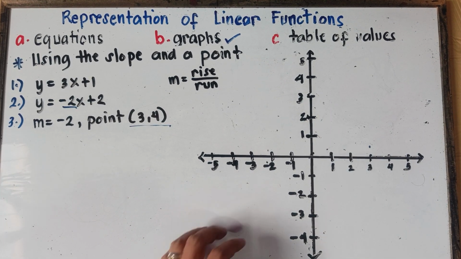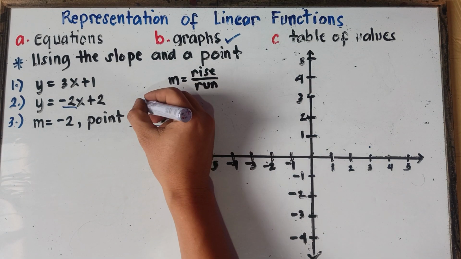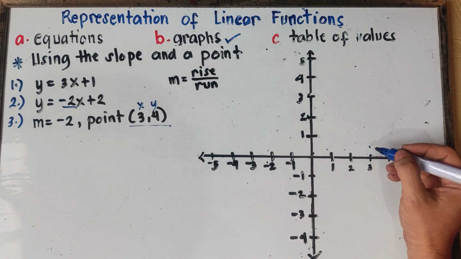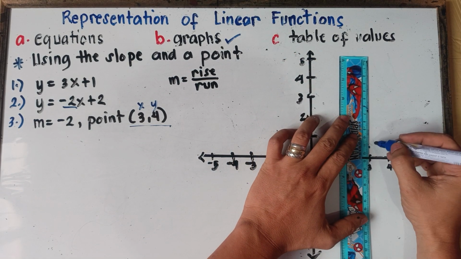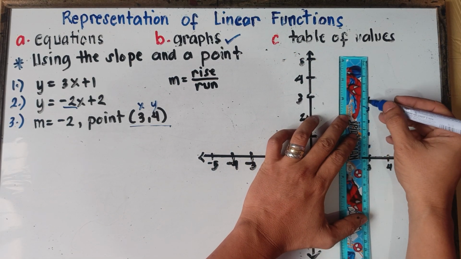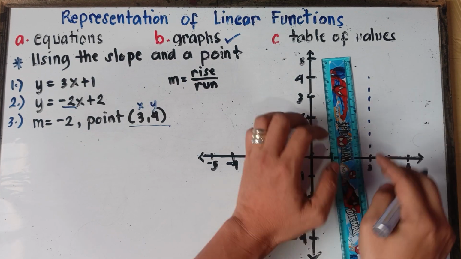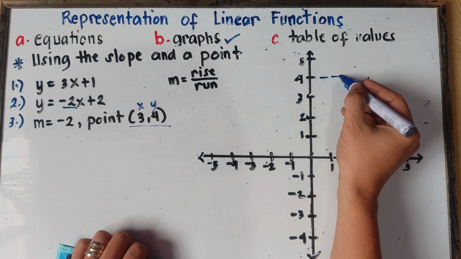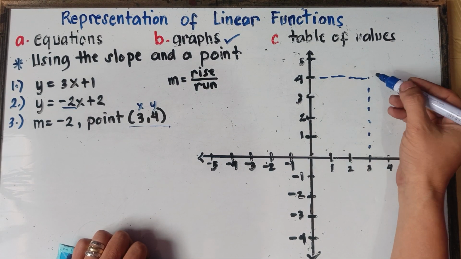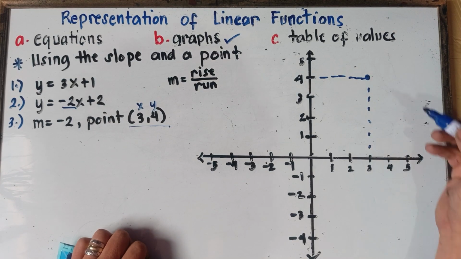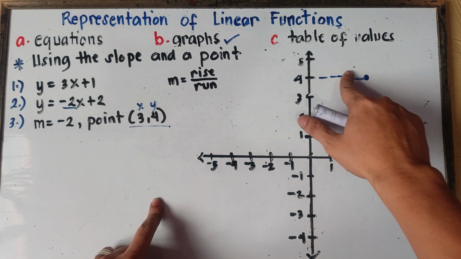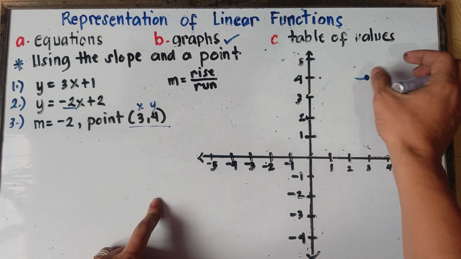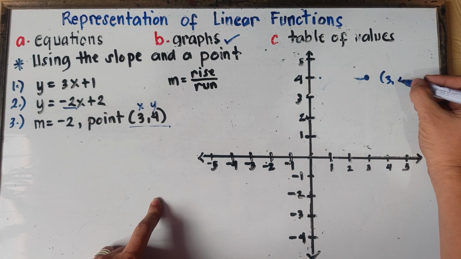Alright, so once again, for number 3, x is positive 3 and then y is positive 4. Let me just draw broken lines. Okay, this one right here. x is positive 3 and then y is positive 4.